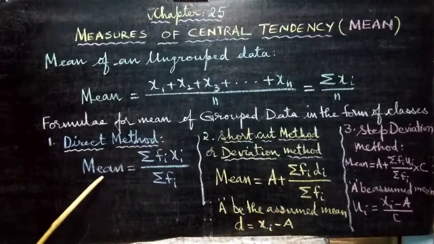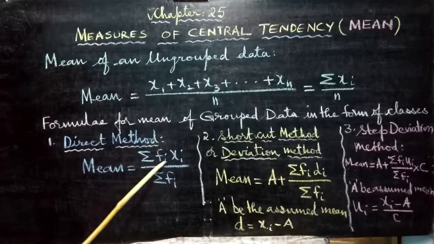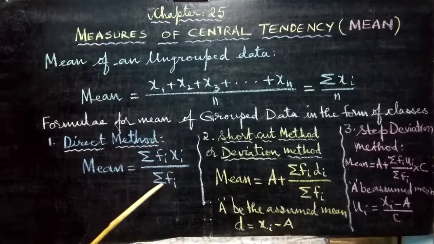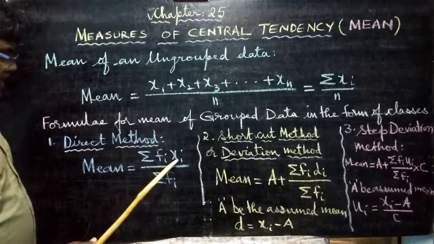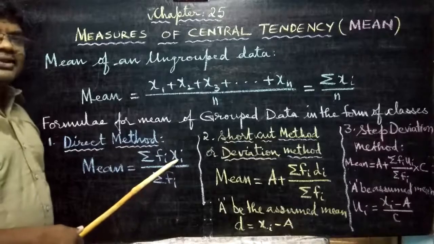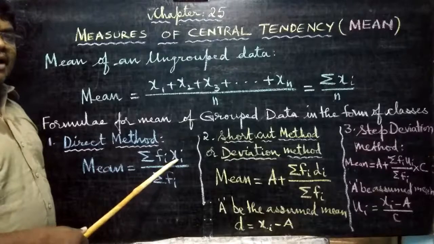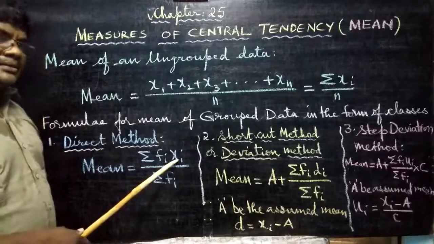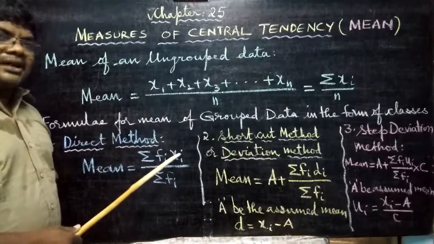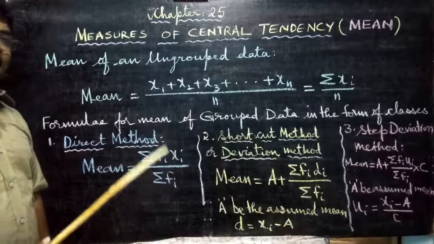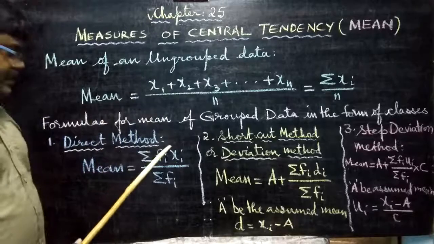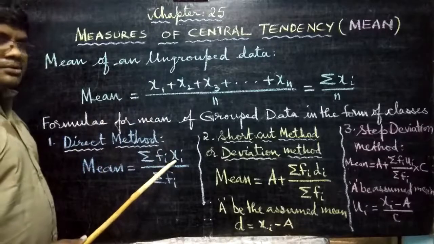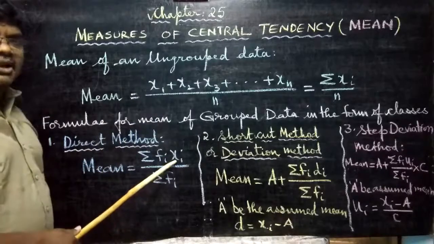Direct method: mean is equal to sigma fi xi divided by sigma fi. F means frequency, x means mid values, or we can call them class marks. How to find class marks or mid value? Mid value means middle value: lower limit plus upper limit divided by 2. That is called the class mark. While doing problems, we can learn more about the meaning of xi.